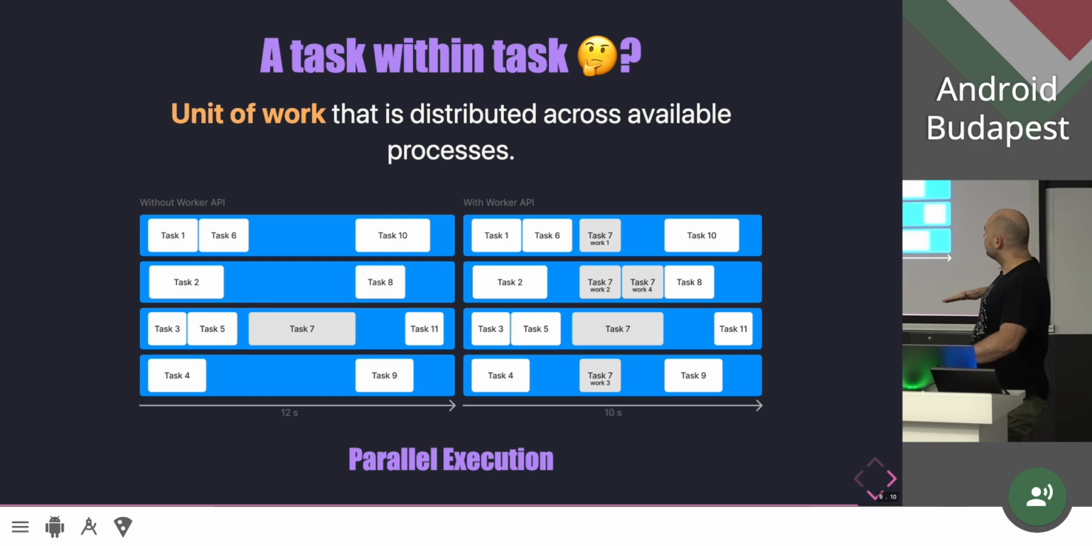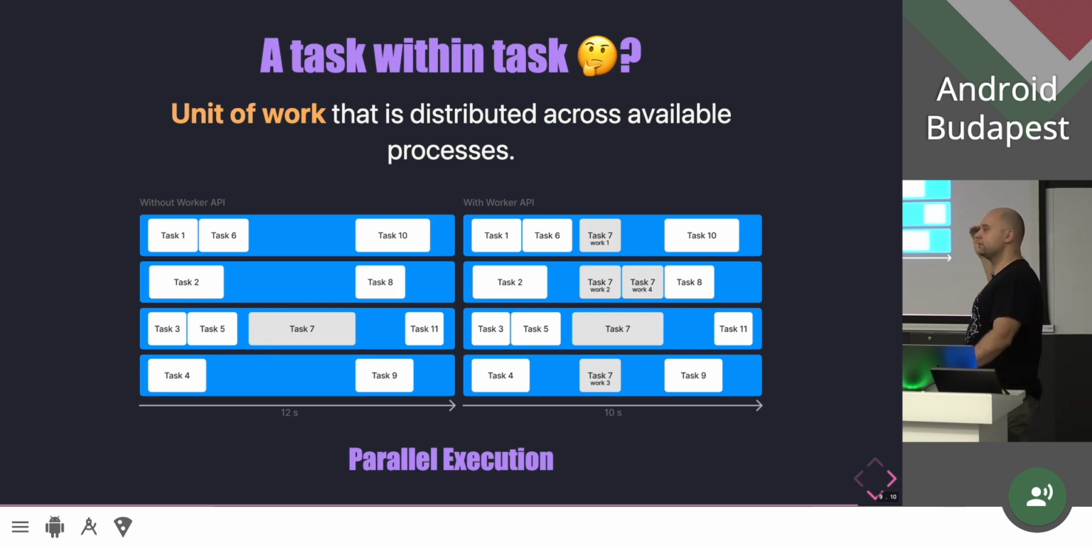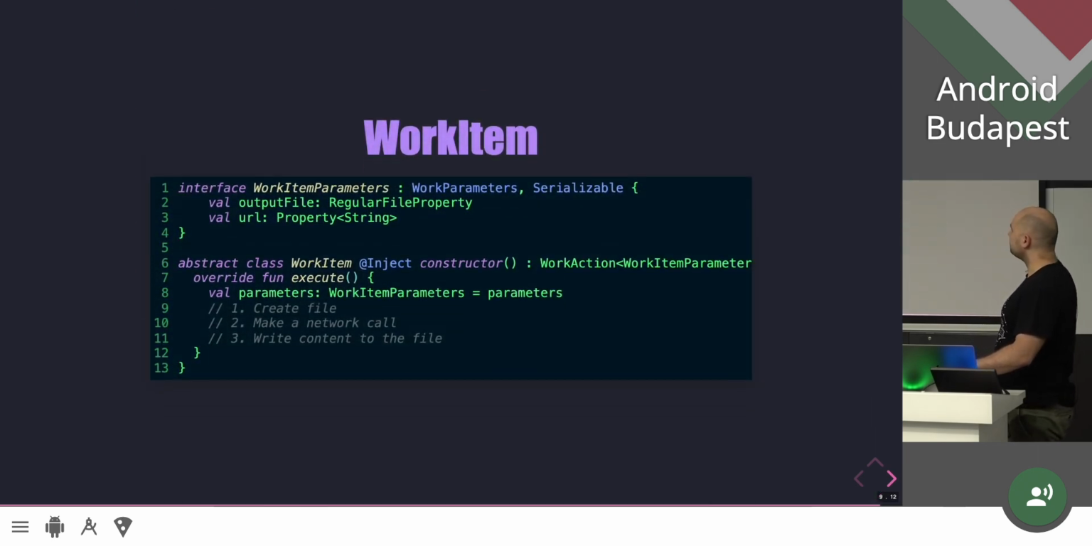And this is the visual explanation of what I've been telling, that there are idle windows where we can push those work units. So every work unit would be a network call that writes to the file. Work item identification or setup is pretty straightforward. You extend over work actions. In the generic, you provide work item parameters, and work item parameters is your type that gives a contract or promise of what will be fed to the work item. So we can access those parameters later on line 8.